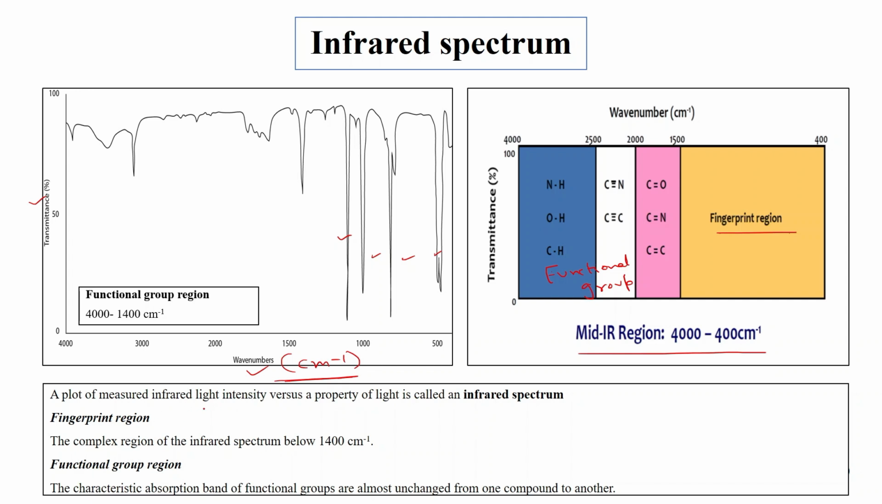So a plot of measured infrared intensity, a property of light, is called the infrared spectrum. The fingerprint region, the complex region of the infrared spectrum below 1400 centimeter inverse, is known as the fingerprint region, whereas the characteristic absorption bands of the functional groups are almost unchanged from one compound to another. Mostly the absorption bands of the functional groups do not change unless there is a change in the environment.